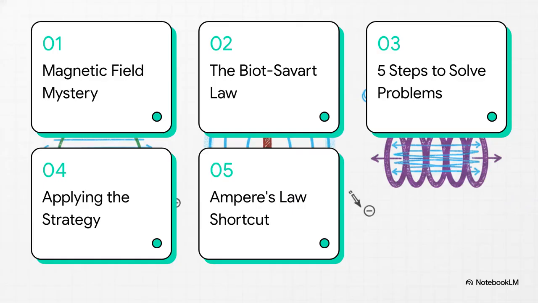To conquer these intimidating problems, here's our game plan. First, the magnetic field mystery. Second, the Biot-Savart Law itself. Third, our 5 steps to solve problems. Fourth, applying the strategy. And finally, number 5, the Ampere's law shortcut.